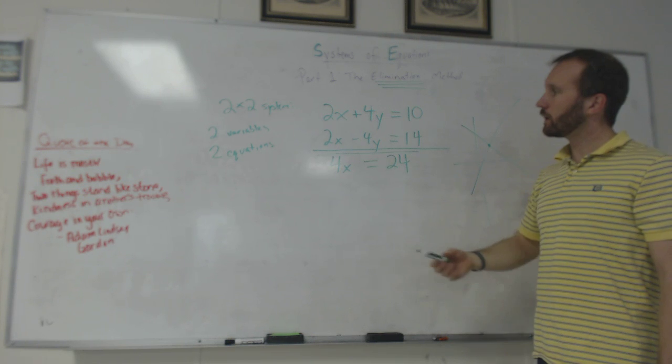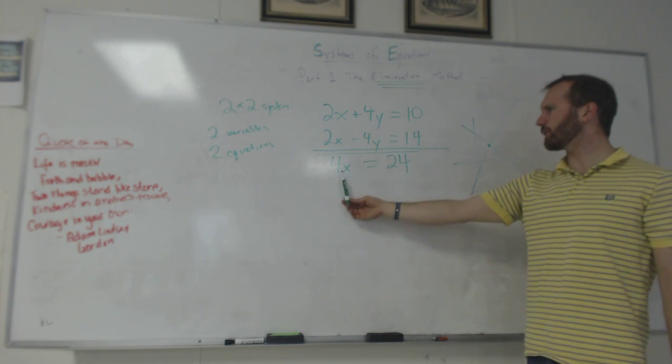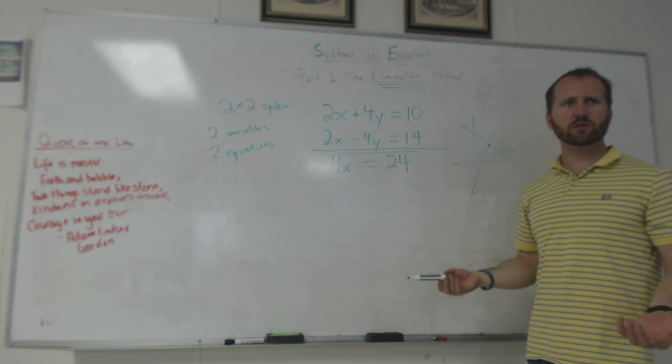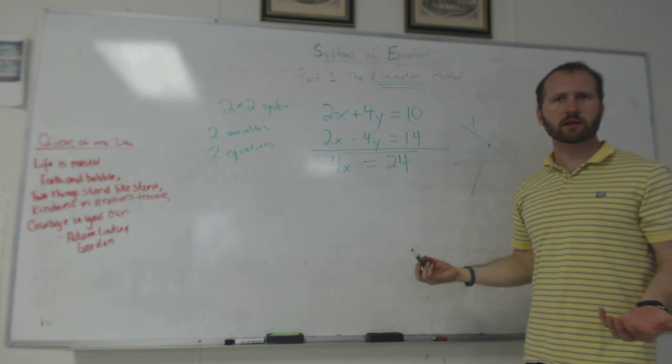Okay? In this case, I've made y disappear. All I have is 4x equaling 24. 4x equals 24. What is x going to be then?